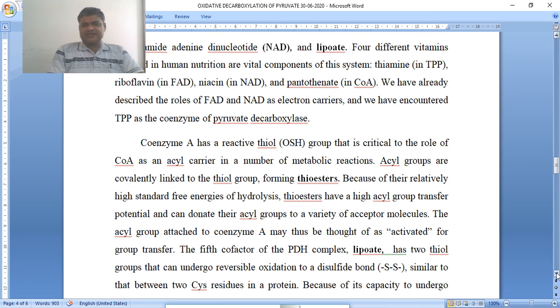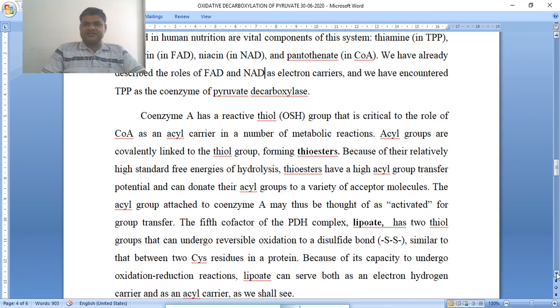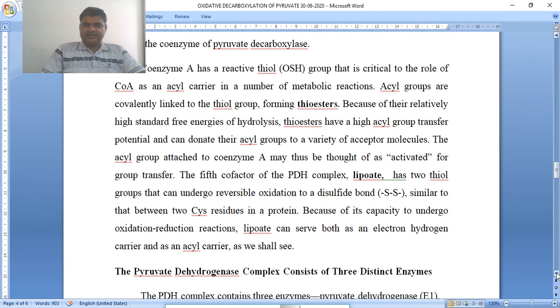Coenzyme A has a reactive thiol group that is critical to the role of coenzyme A as an acyl carrier in a number of metabolic reactions. Acyl groups are covalently linked to the thiol group, forming thioesters, because of their relatively high standard free energy of hydrolysis. Thioesters have a high acyl group transfer potential and can donate their acyl groups to a variety of acceptor molecules. The acyl group attached to coenzyme A may thus be thought of as activated for group transfer.